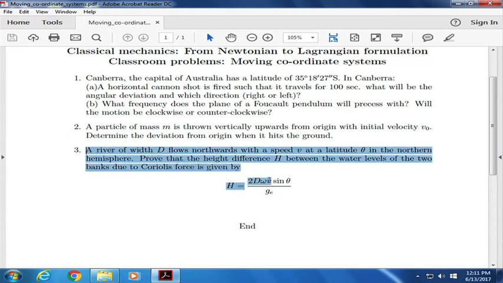So, we look into the problem set, and the last problem of this particular chapter is pending. The problem says a river of width l flows northwards with a speed v at a latitude theta in the northern hemisphere. Prove that the height difference h between the water levels of two banks due to Coriolis force is given by this particular expression. Now, notice that there is a g_e here. This g_e is nothing but the corrected g value due to the centrifugal acceleration.